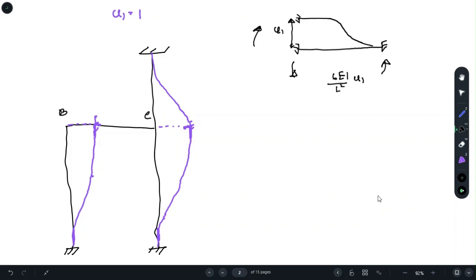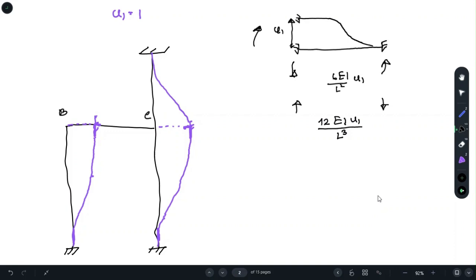And the reaction will be, if the moment is in the direction of, let's say, anti-clockwise, the reaction will be clockwise, and the value is 12 multiplied by EI E1 over L cubed. So we'll apply this formula in this frame.